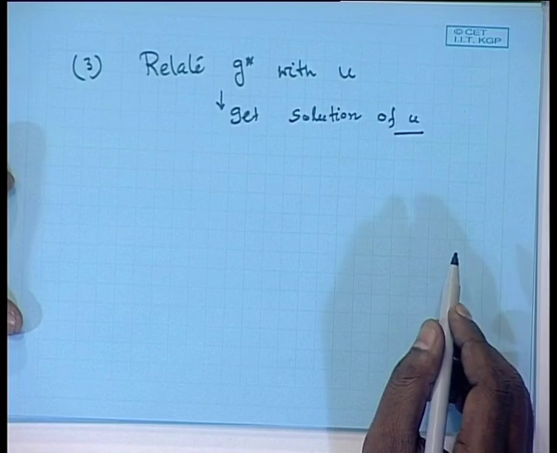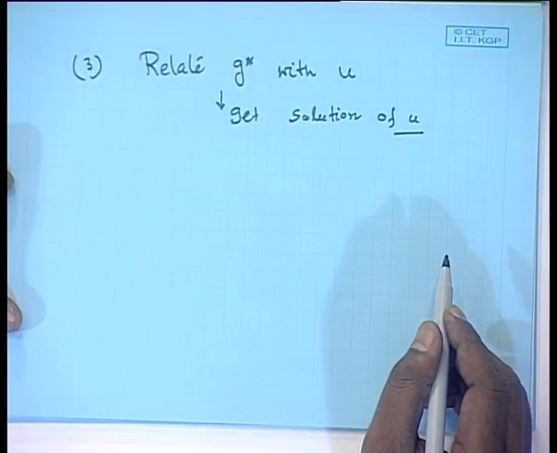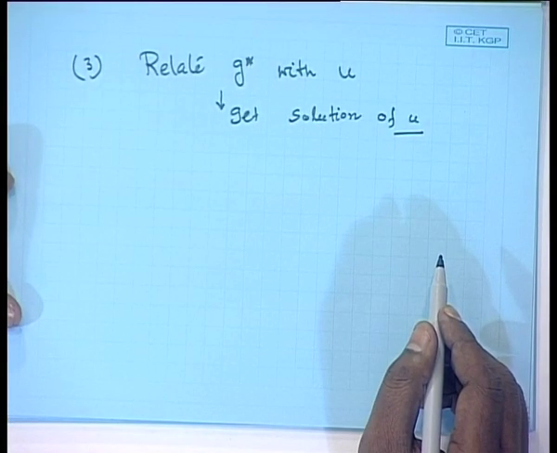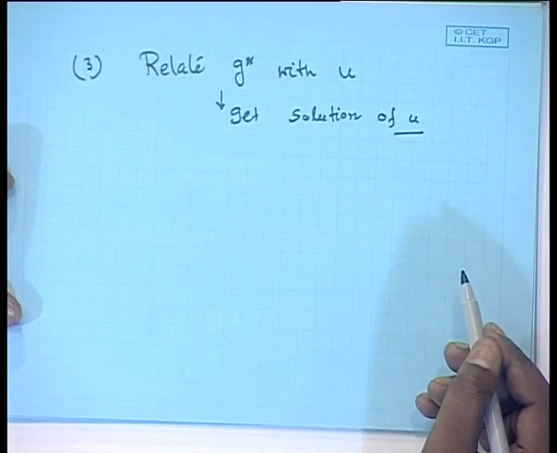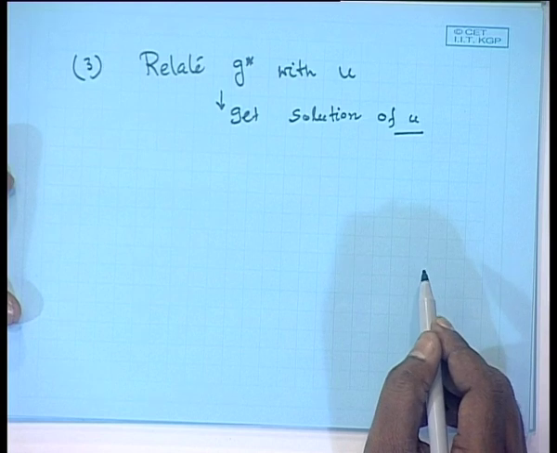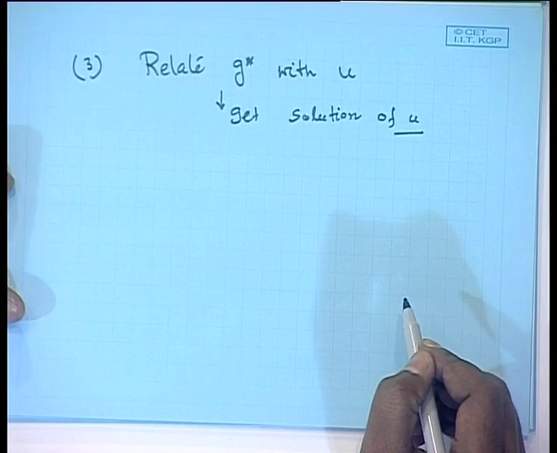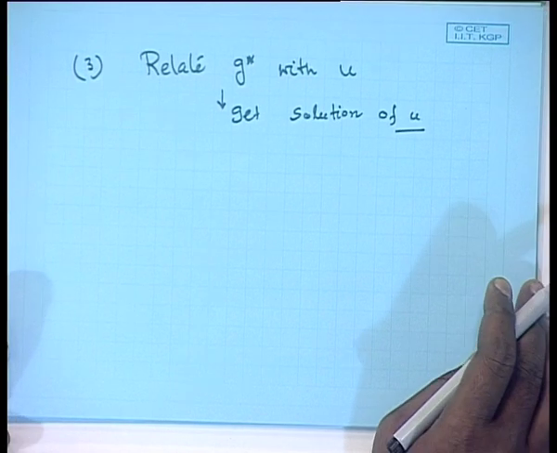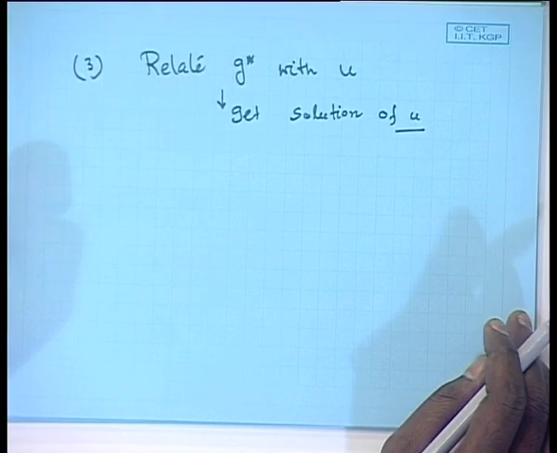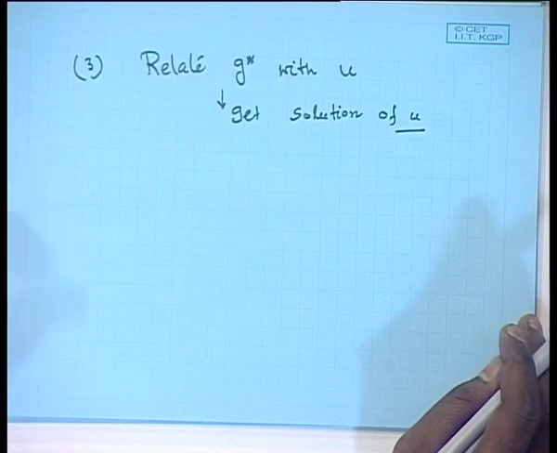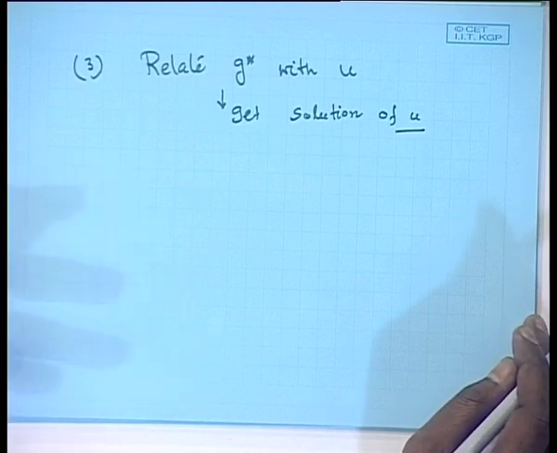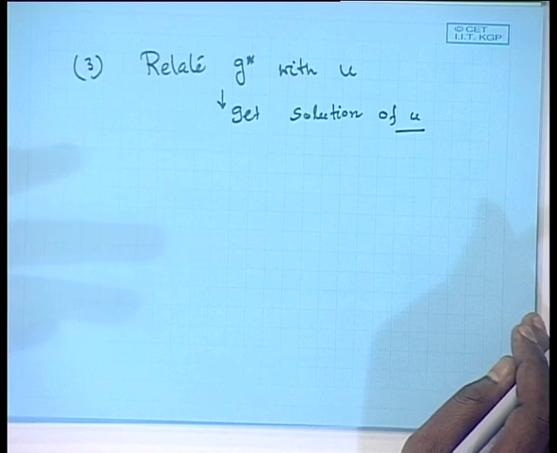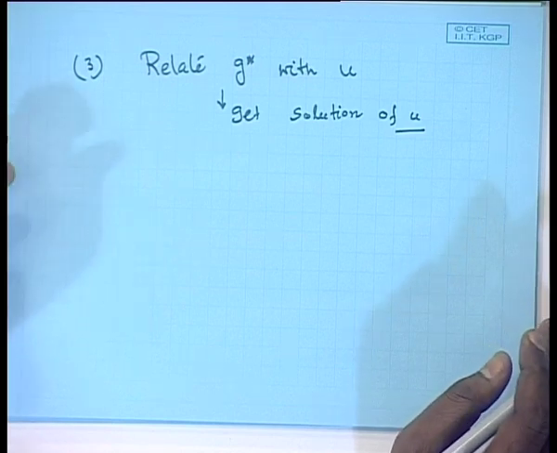Now, a point has to be noted: if it is a self adjoint operator, if L is equal to L star, then your G becomes G star. So, you need not go through step number 2, because in that case the operator and the adjoint operator will be identical, and the Green's function and adjoint Green's function will be identical. So, you can directly relate the Green's function with the original problem u.